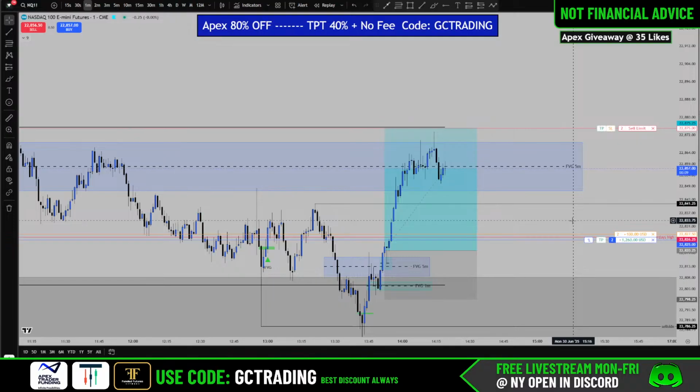Just chopping sideways right now, guys. Can we get the push? Can we get the push?